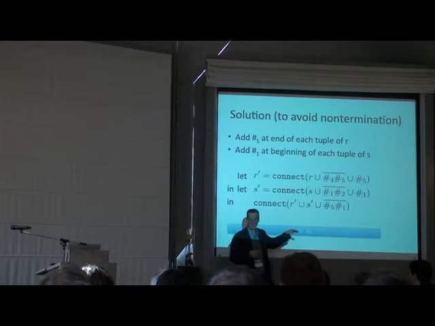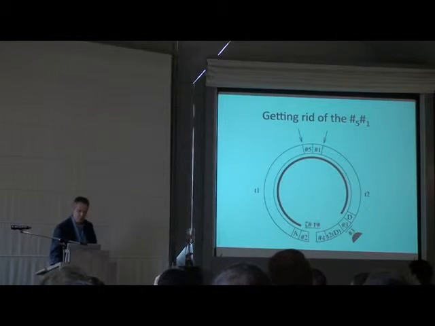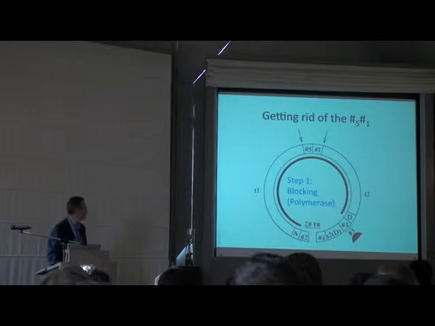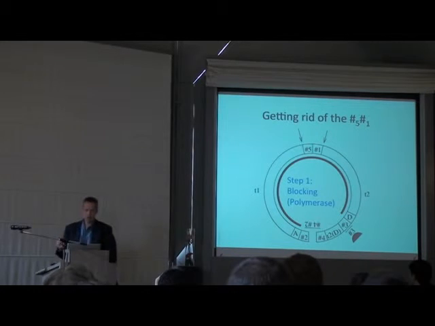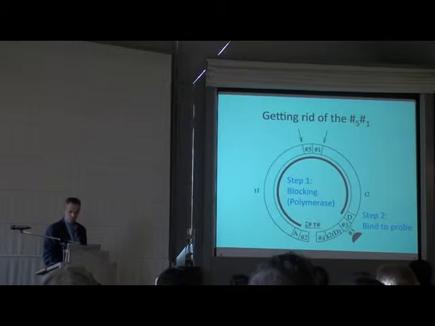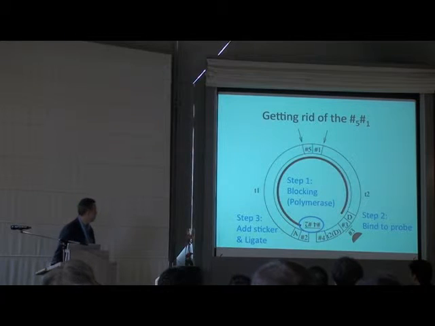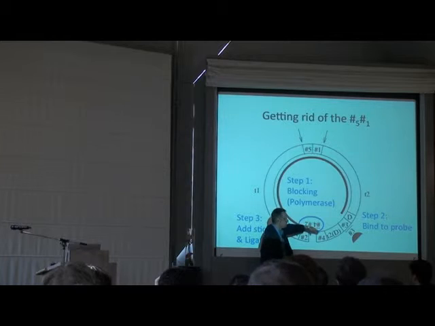We want to get them out because they are not in our normal encoding. And to do that, it is a complicated procedure where we introduce a new operation. The first step is blocking, but I will not say something about this. This is basically an operation that you can do to avoid hybridization in other places. A second step is bind to a probe. The third step is add the sticker that we really want, because we have concatenated them there, but we want to concatenate them here.